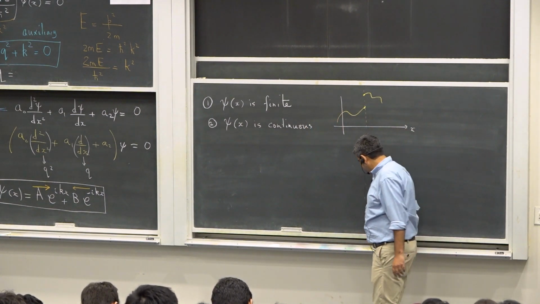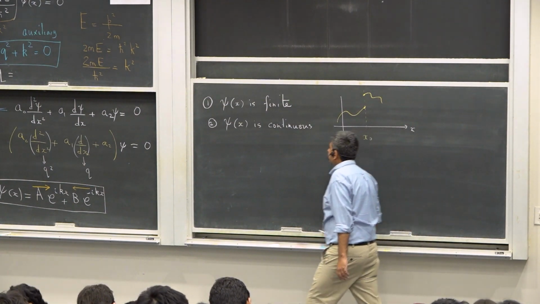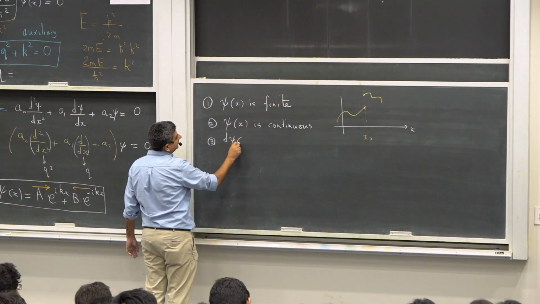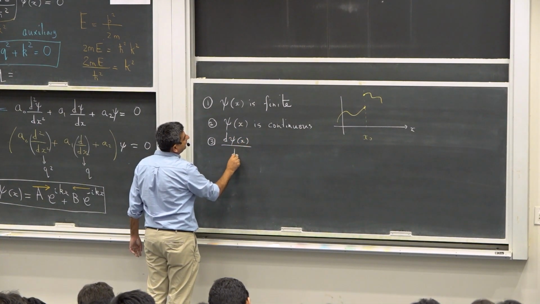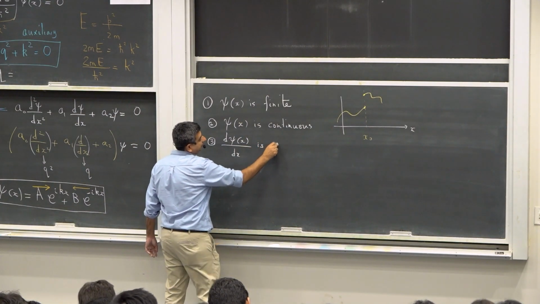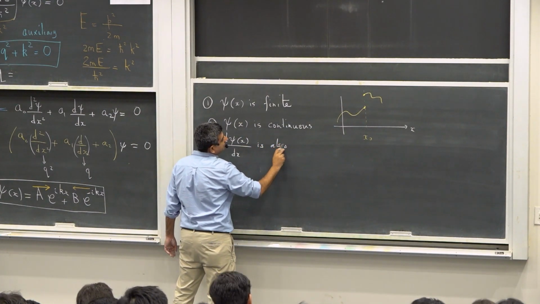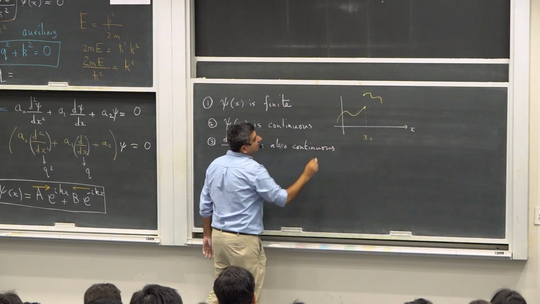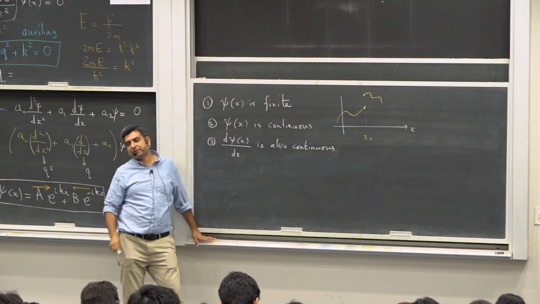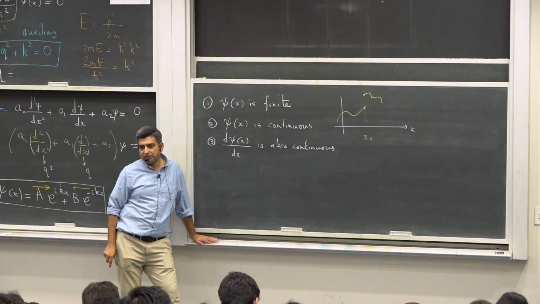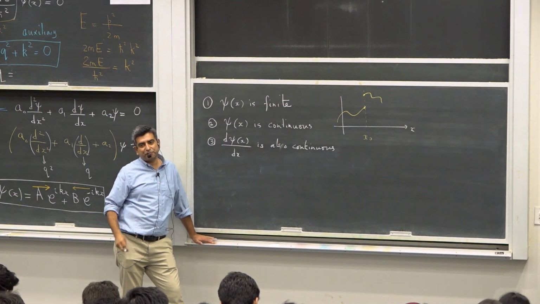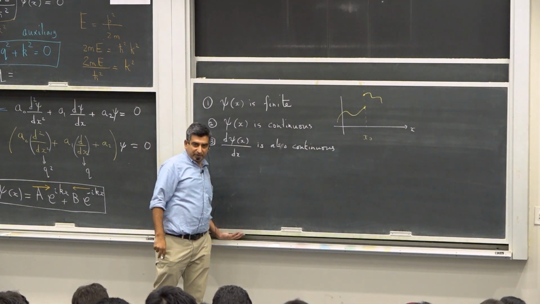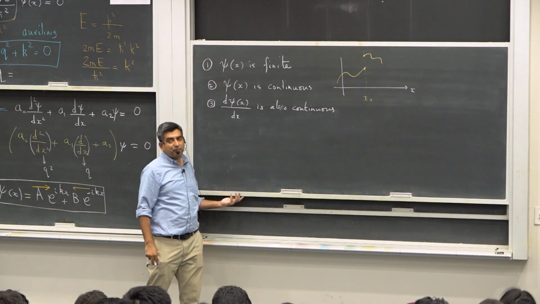The third property is that the first derivative of the wave function is also continuous. So there are three properties of the wave function, and they correspond to the finitude of energies. We need to remember these properties of a well-behaved wave function.